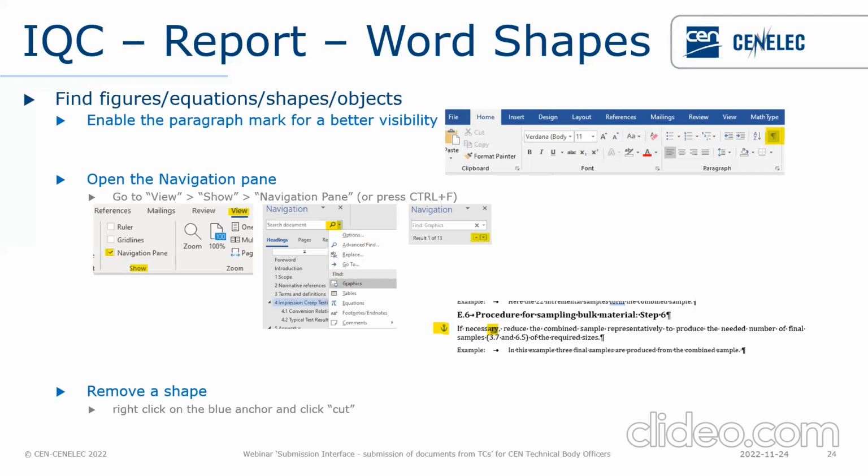The example there with the blue anchor, which is highlighted in yellow, is an example of a shape that was hidden behind the word "necessary". You do see a very little gray square, and this is what's blocking. So the best way to remove it is to click on the blue anchor, right click and cut.